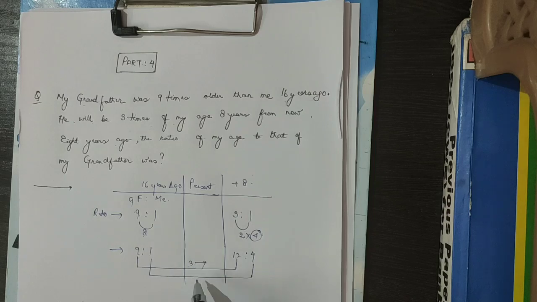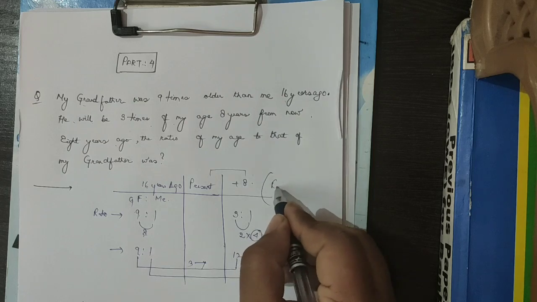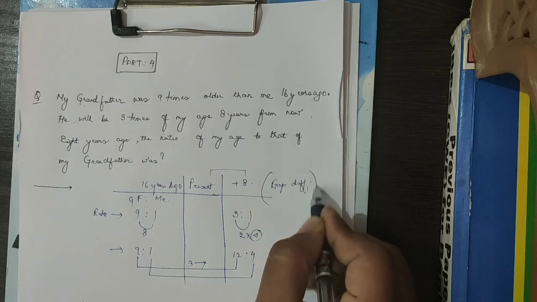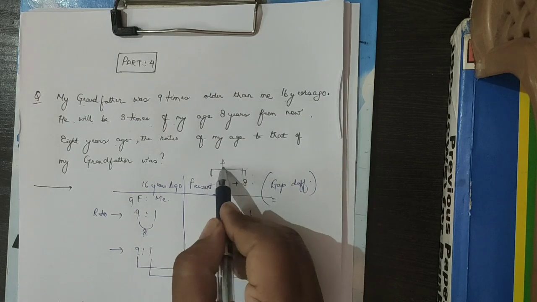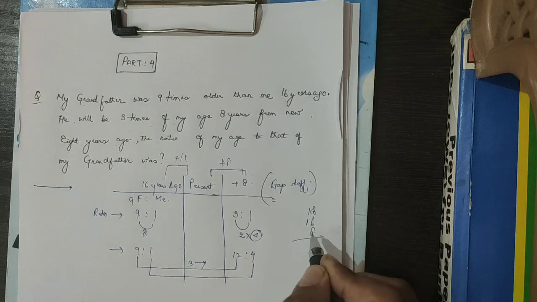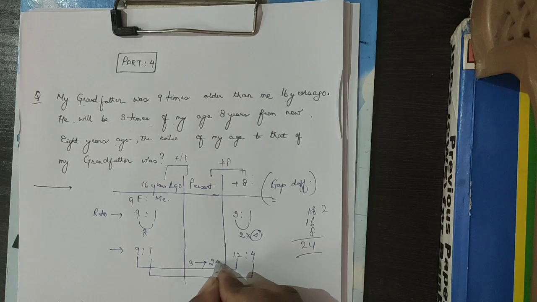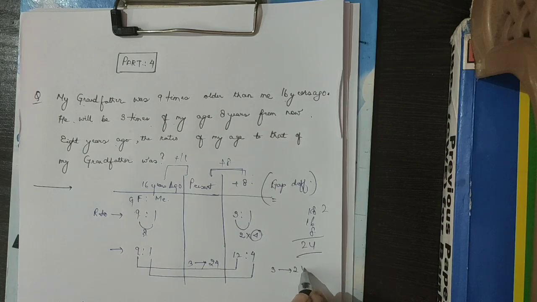And this 3 is equal to, what did I say? 3 is equal to the gap difference. Equal to how much here? 8 plus 8, here 16, plus 8 is 24. So the value of 3 is equal to 24, so 1 will be 8. So we have found the value of 1 is 8.